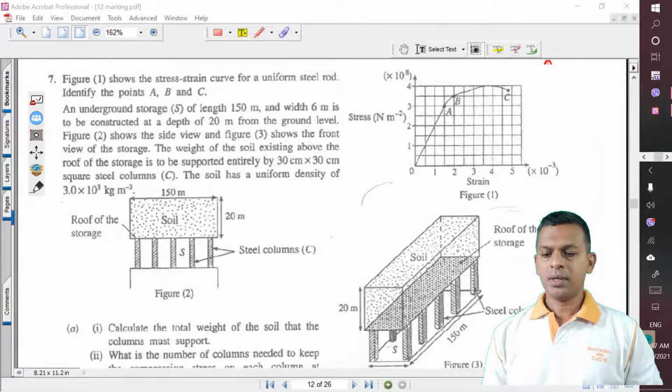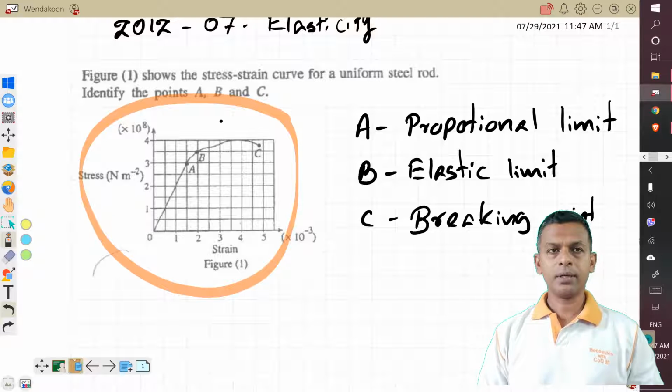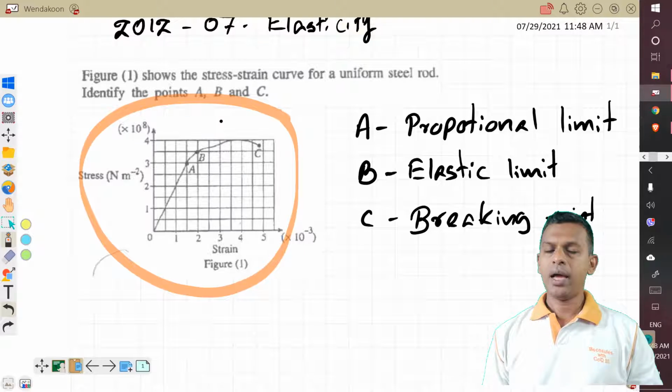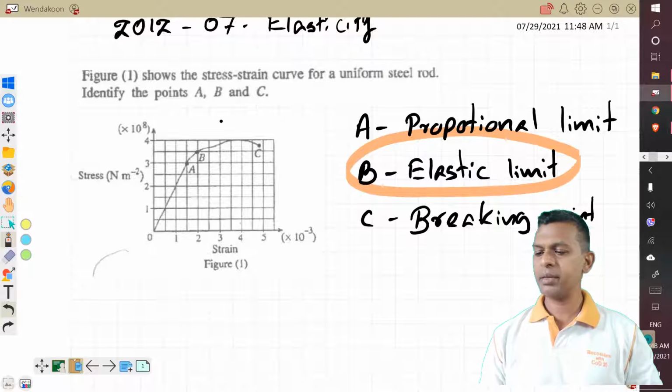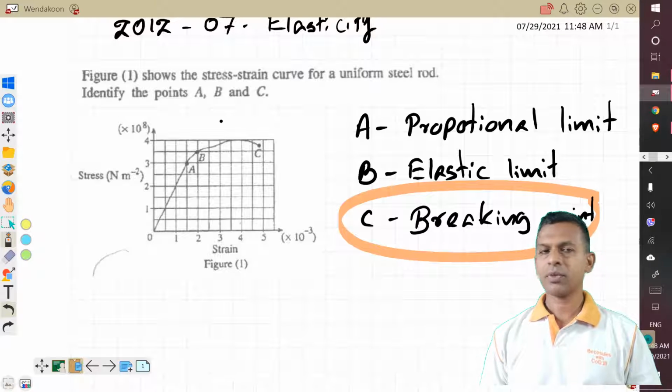Figure 1 shows the stress strain curve for a uniform steel rod. Identify points A, B and C. This is the given graph in the paper. Identification of these points must have been done in your theory, and you know that the end of the straight line is the proportional limit, and just beyond the proportional limit we have the elastic limit, and finally it will break at the breaking point. Those are the 3 points we have to identify.